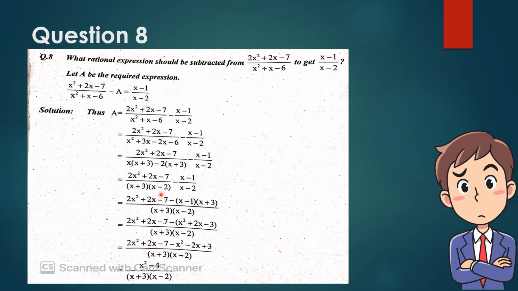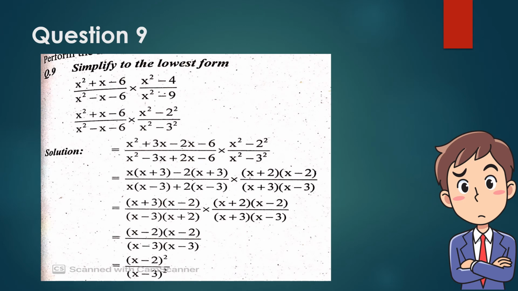Now the LCM will be x plus 3 and x minus 2. So we have written the common term one time and the uncommon one also. So we have 2x square plus 2x minus 7 minus (x minus 1) and (x plus 3). Now you will solve this question on your own.